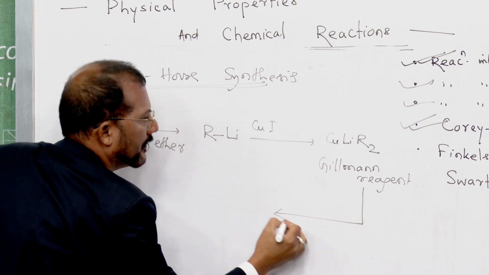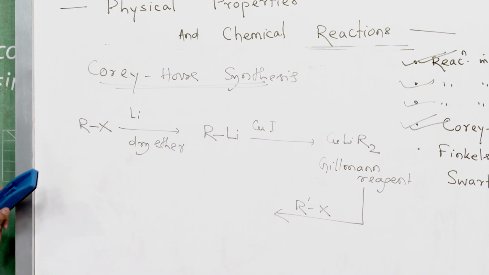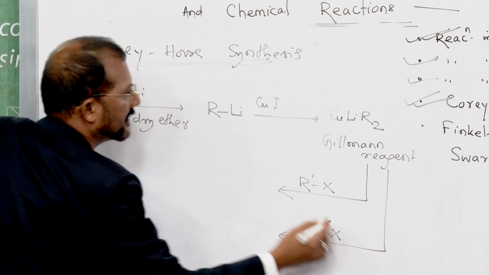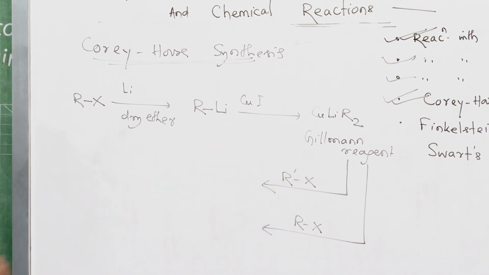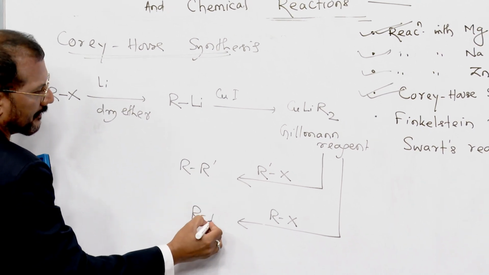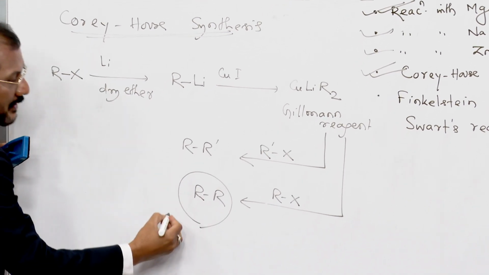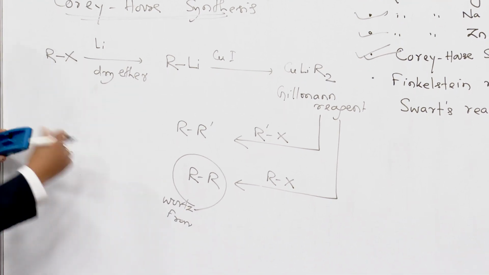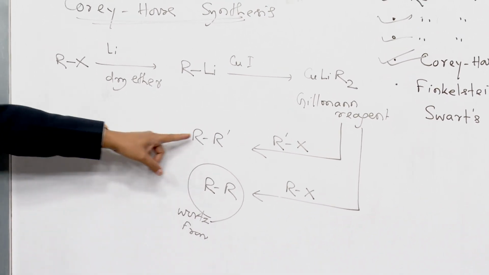This is treated with another alkyl halide R-X. We can treat it with R-X also, meaning the same alkyl group can be repeated here, or we can take a different alkyl group also. Whenever you take a different alkyl group, we will be getting R-R'. Just to remember, this can be obtained by Corey-House synthesis. This was also obtained by Wurtz reaction. This was also obtained by Franklin reaction, but this type of alkane was not obtained from which reaction? From Wurtz reaction.